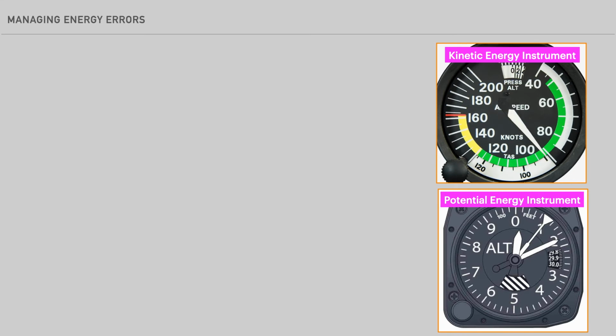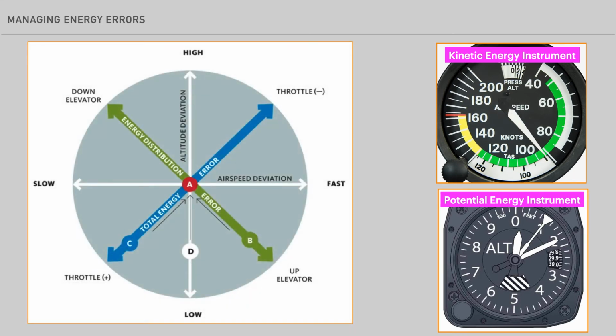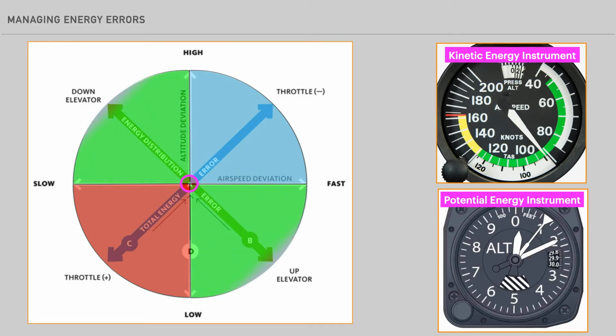Consider A as the ideal for a given phase of flight. In the case of total energy errors, the airspeed and altimeter move in the same direction. For instance, high total energy is associated with high airspeed and high altitude. Conversely, low total energy errors are associated with low airspeed and low altitude. On the other hand, when a pilot encounters energy distribution errors, the altimeter and airspeed indications move in opposite directions.